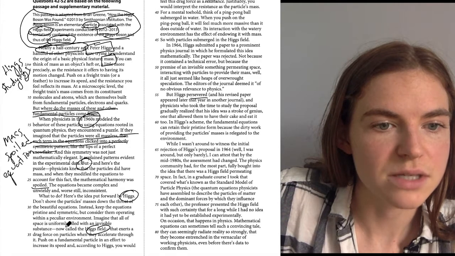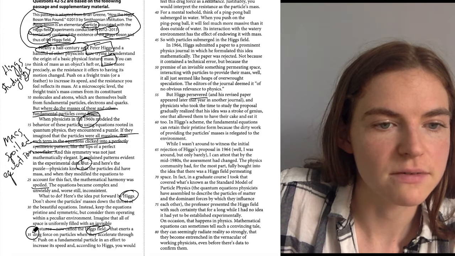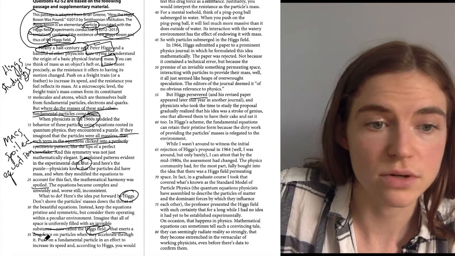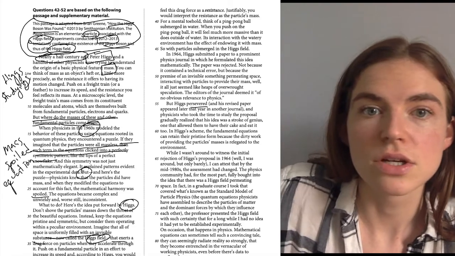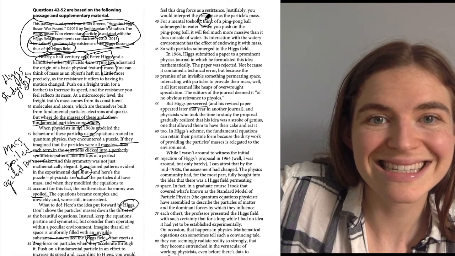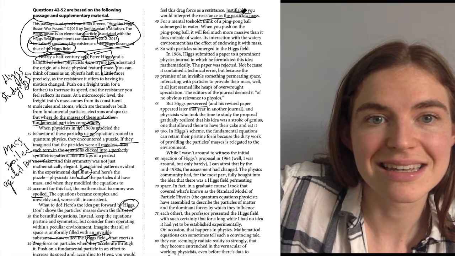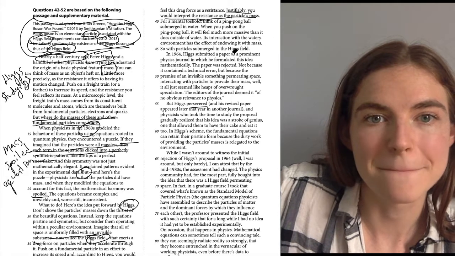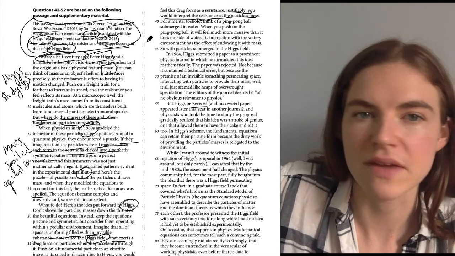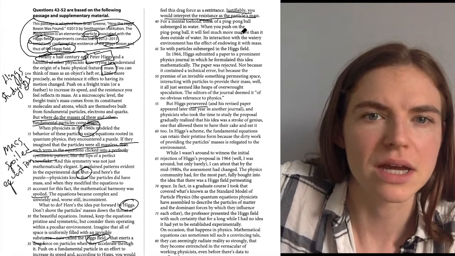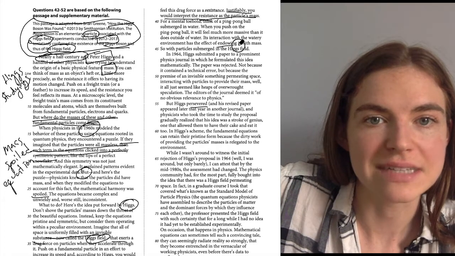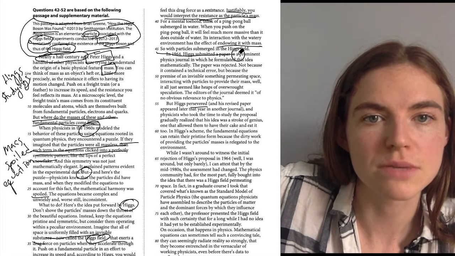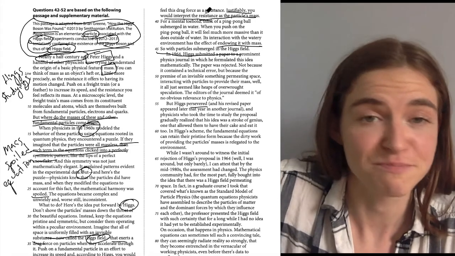Imagine that all of the space is uniformly filled with an invisible substance that exerts a drag force. Interpret the resistance as the particle's mass. Great. And then they give us a good example, like this ping pong ball, telling us more about it. Its interaction with the watery environment has the effect of endowing it with mass, so the particle is submerged in the Higgs field.